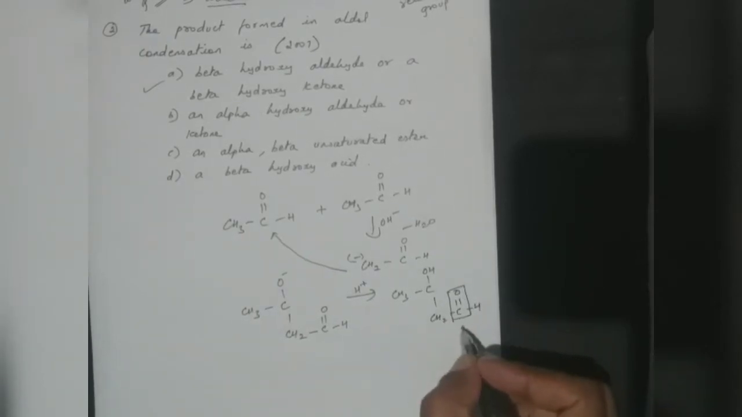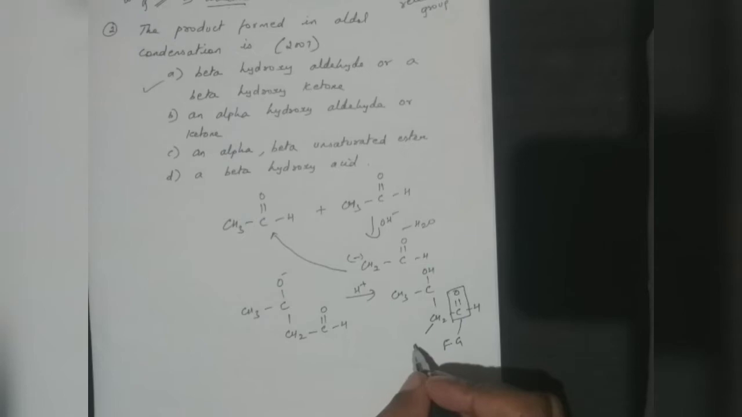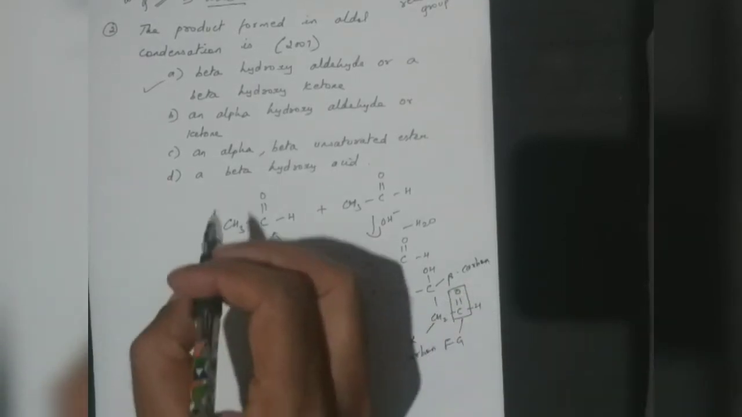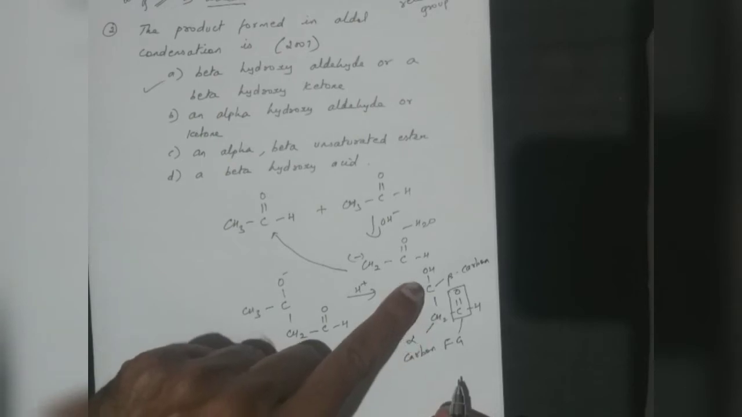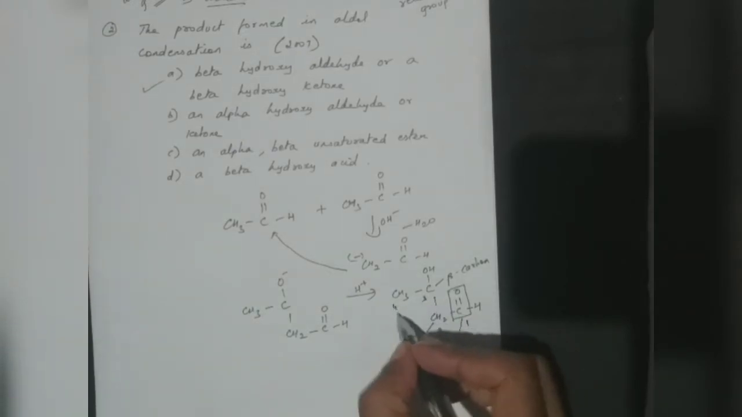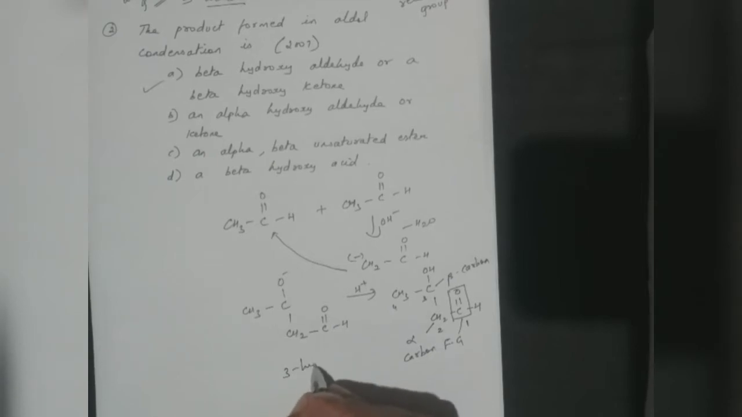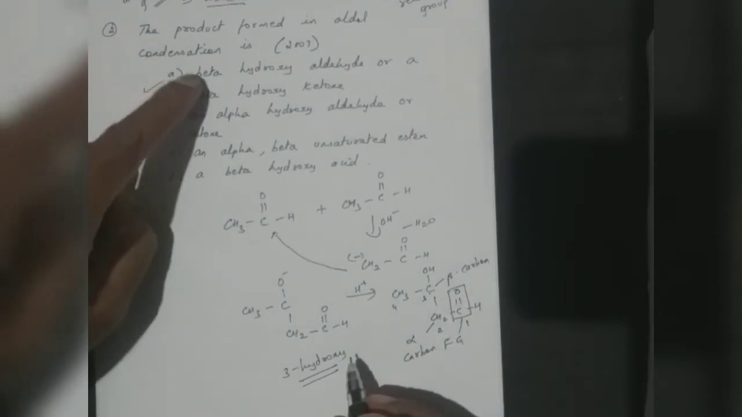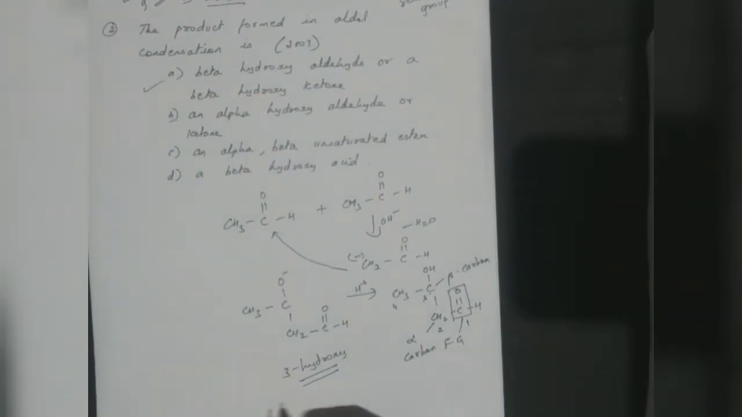So this is the functional group. So this will be the alpha carbon, and this will be the beta carbon. That's why you give it as beta hydroxy, because to the beta carbon the OH group is attached. So beta hydroxy. And giving the numbers to the carbon atoms 1, 2, 3 and 4, it will be 3 hydroxy also. So beta, in case of C double bond O, alpha carbon, beta carbon. So the answer will be beta hydroxy aldehyde or a beta hydroxy ketone.